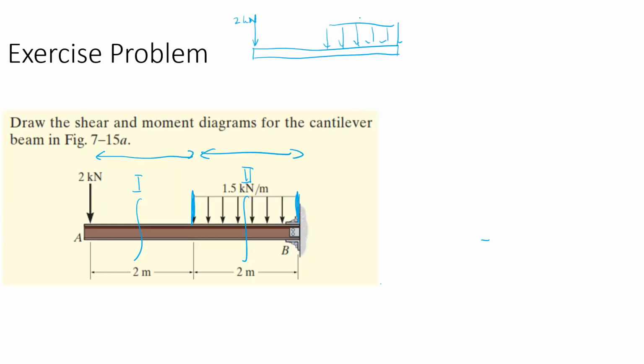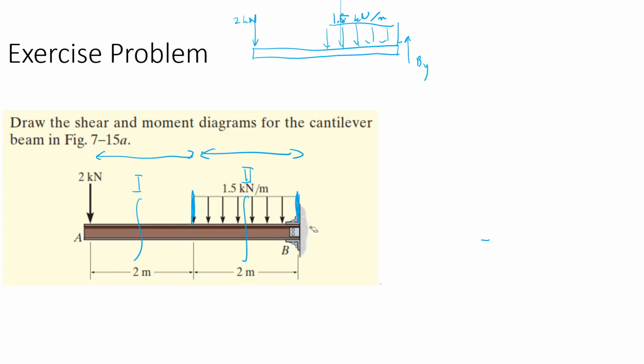Oh yeah, 1.5 kilonewton per meter. And at B there must be what forces that we have at B, Zafran? By. By, what else? And Bx. This one is a fixed joint.